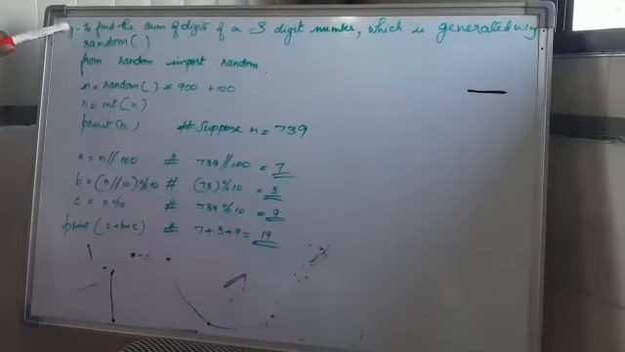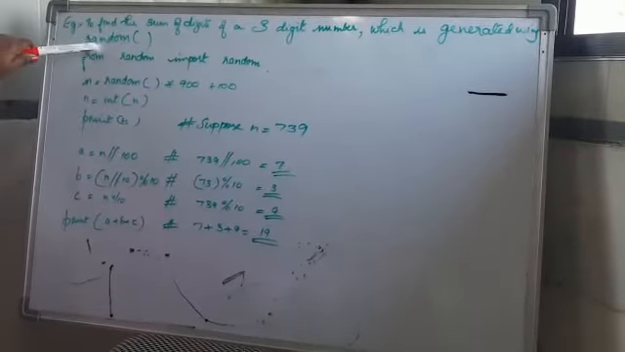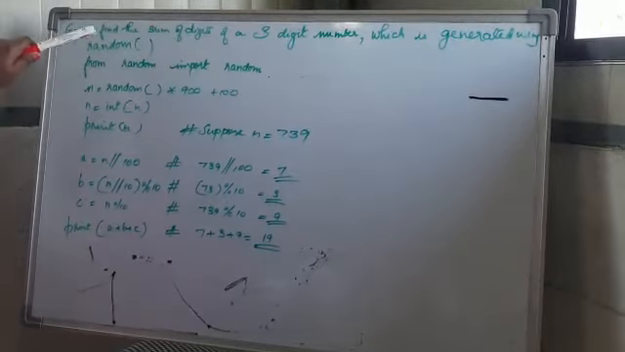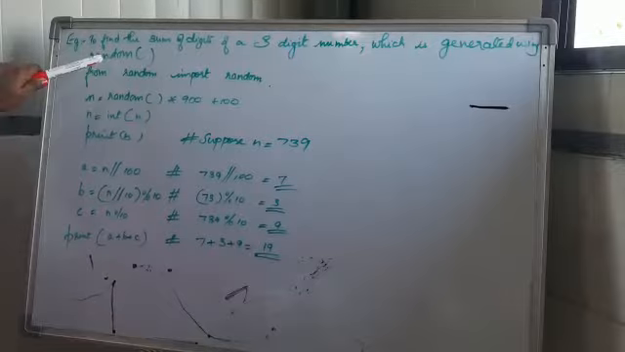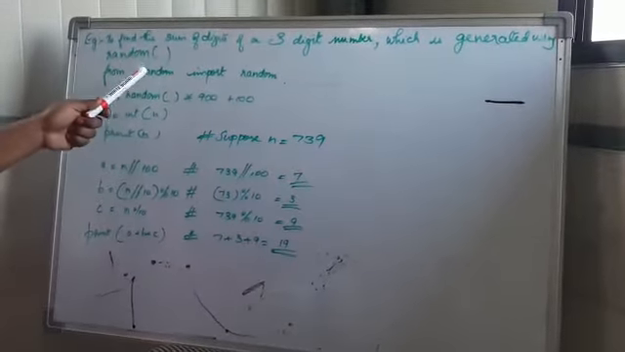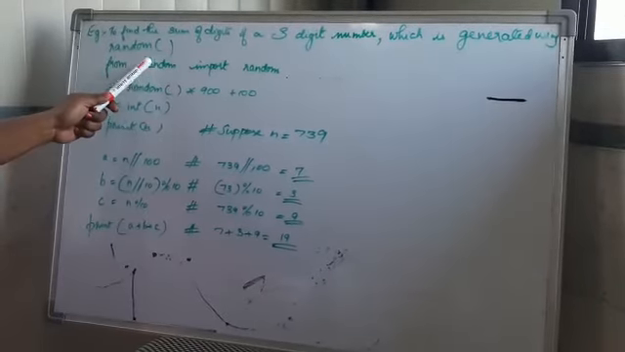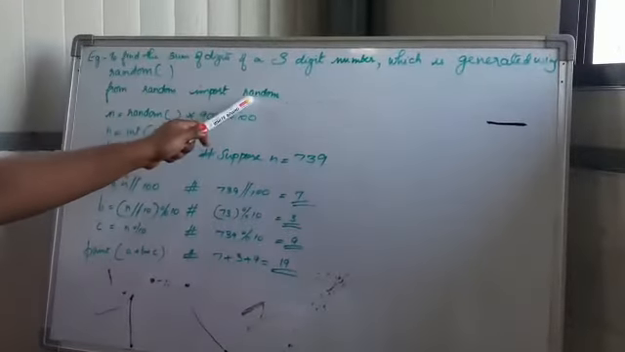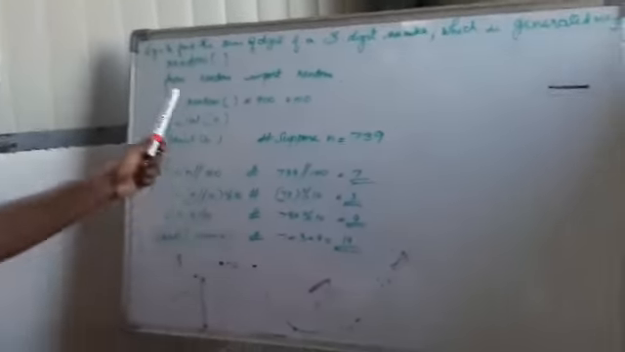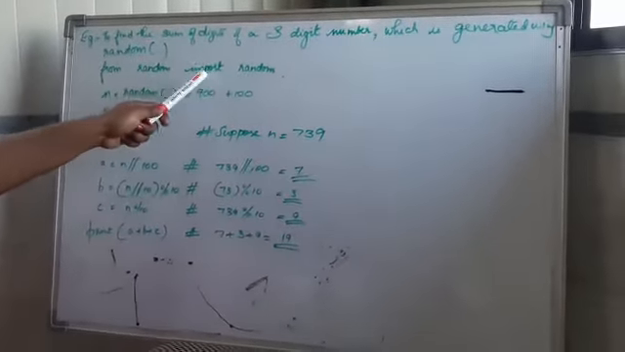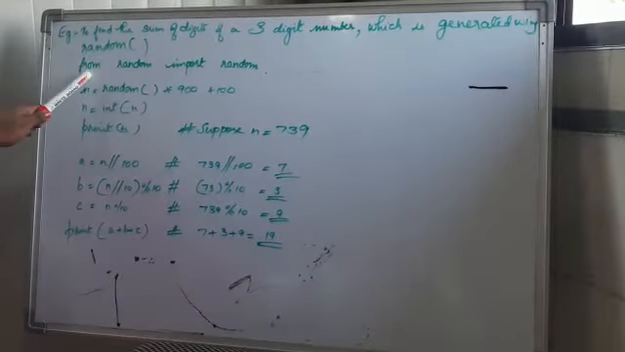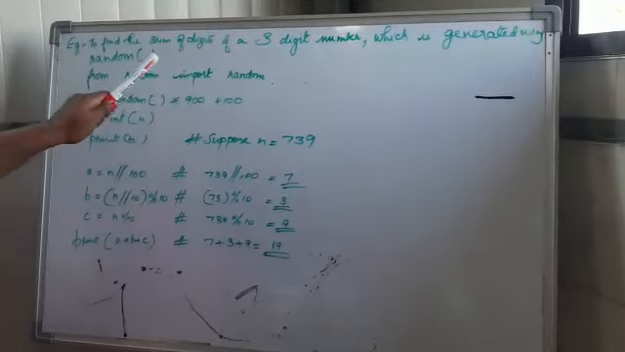We are going to see an application level question of random which is given in your textbook: to find the sum of digits of a 3-digit number which is generated using the random function. You know that random is a module, it is having a load of functions, but we are just going to use one function of that module, which is required for our program. So we are using a statement like this: from random import random.